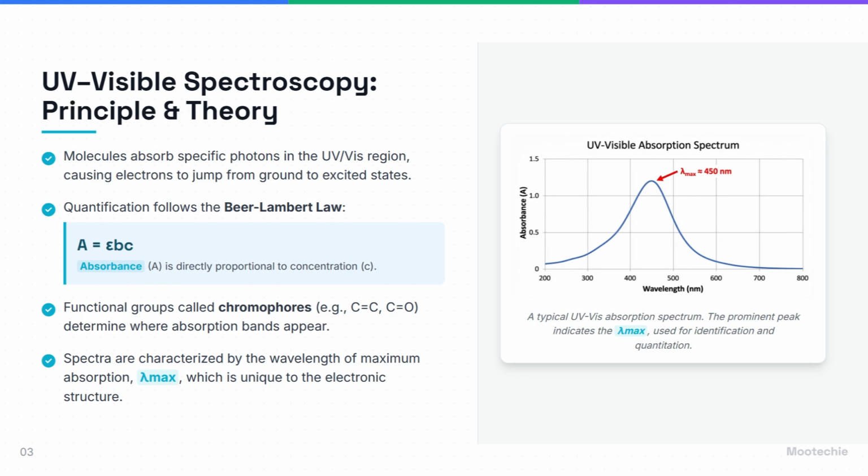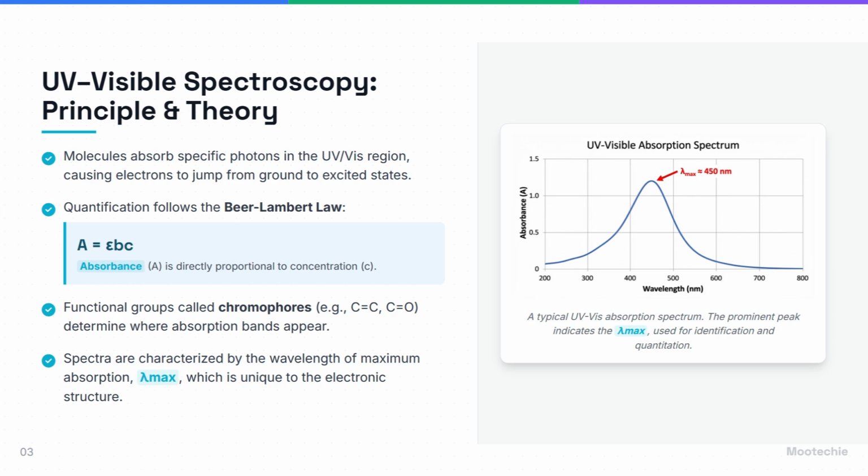Functional groups called chromophores, like a carbon-carbon double bond or a carbon-oxygen double bond, determine where these absorption bands appear. Spectra are characterized by the wavelength of maximum absorption, lambda max, which is unique to a compound's electronic structure. Now, let's visualize a typical spectrum.